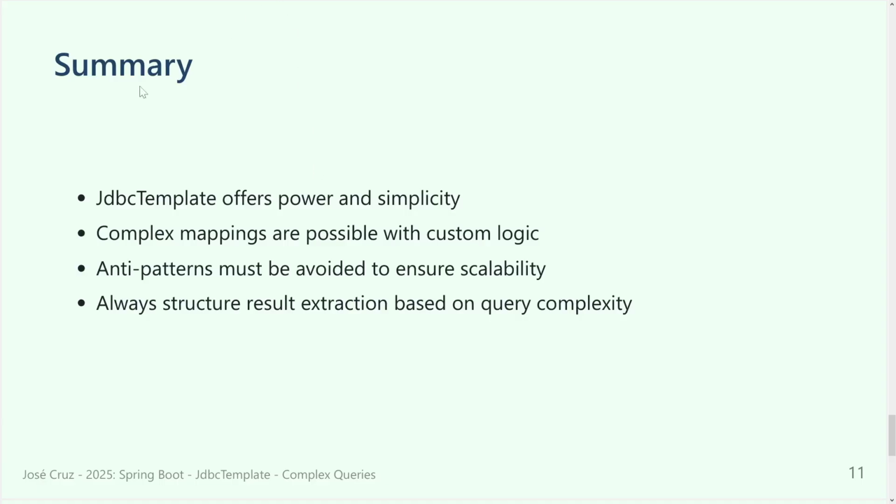Okay. Summary: JdbcTemplate offers power and simplicity. Yep, simplicity, unless you are using complex joins, then that is not simple. But okay, to be fair, it handles for you the prepared statement, the open and close, the result set, the connections, and so on. Anti-patterns must be avoided to ensure scalability. I think it's a universal rule. Avoid as much as you can anti-patterns unless you have a reason to not do so. Remember that every rule has an exception, and sometimes there are exceptions that we should take into consideration. And always structure result extraction based on query complexity.